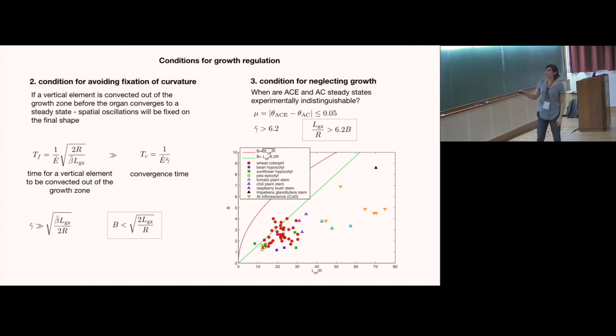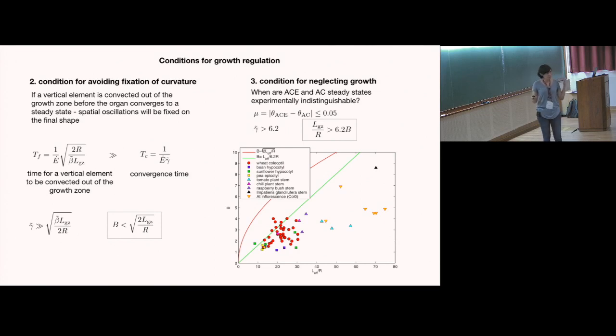So you see that all of the measurements are below this, so they all fulfill this requirement where you avoid fixation of the curvature, which makes sense because we don't see plants that have all these oscillations in their growth. They're pretty straight. And most of the plants also fit this requirement. So for most of these experiments, I can, in fact, just use the simpler model, where I assume I can neglect growth and just look at the steady state, and that will give me all the information I need. But you see that there are some outliers here, okay?